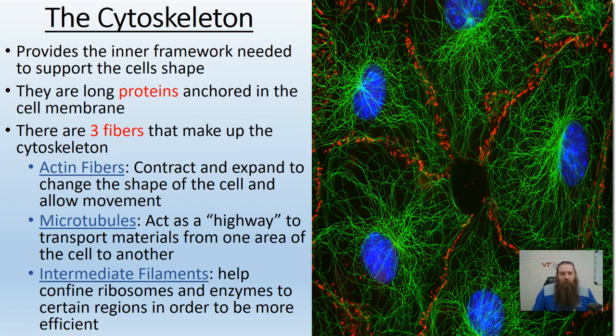The last thing is the intermediate filament. It's going to help keep your ribosomes in one spot. It's going to keep your enzymes in one spot so that one area has a bunch of chemical reactions going on, or if one area has a bunch of proteins being created or put together, they can be all done in the same spot. So that's the cytoskeleton.